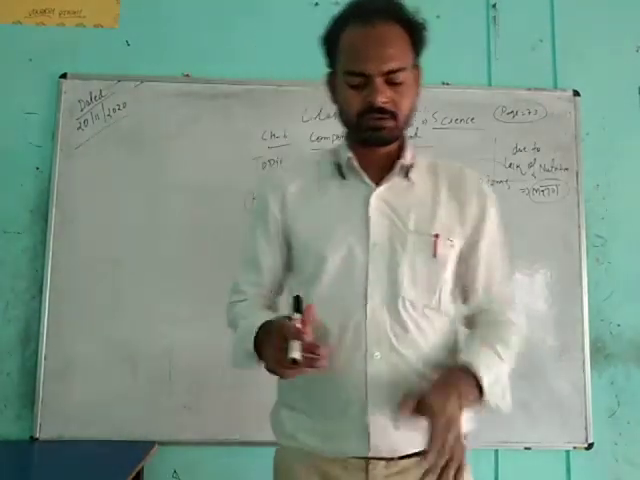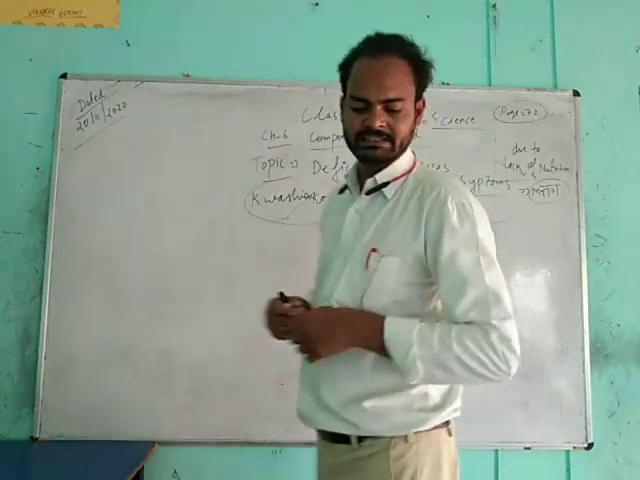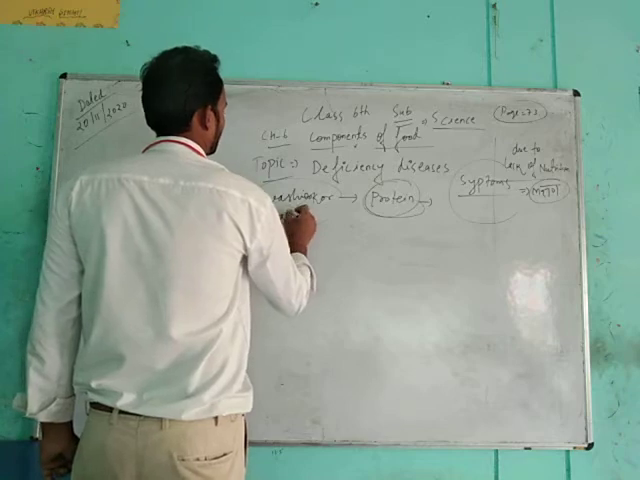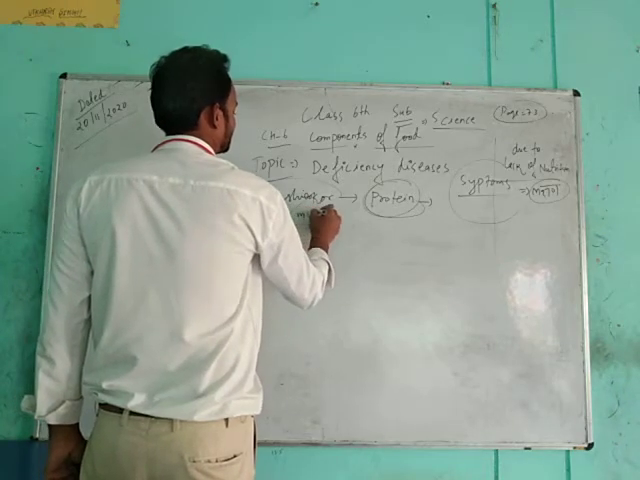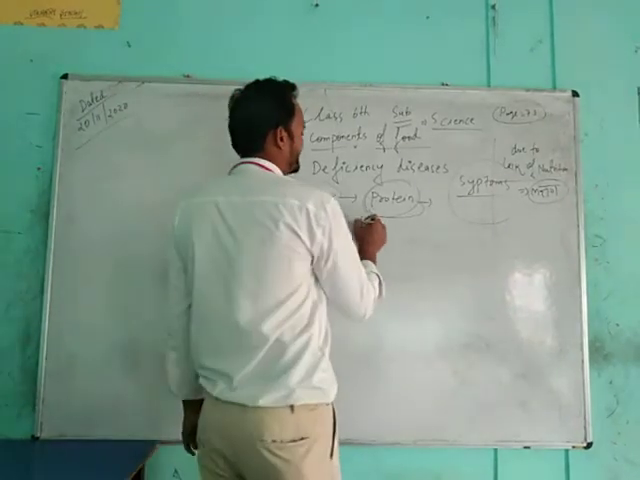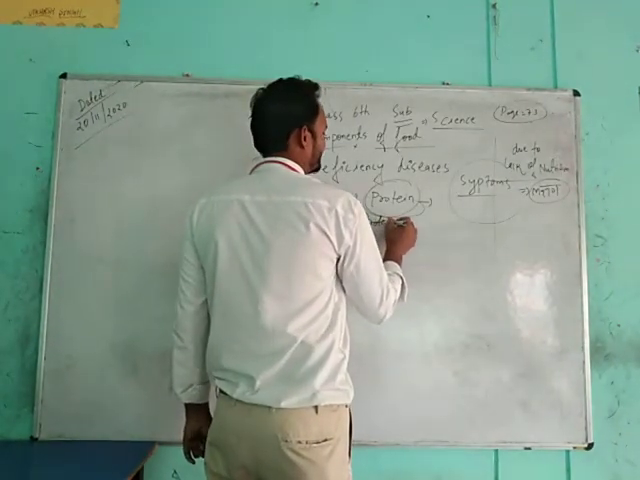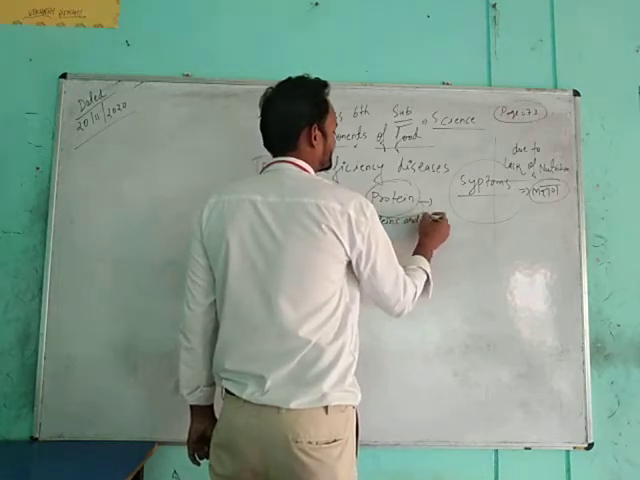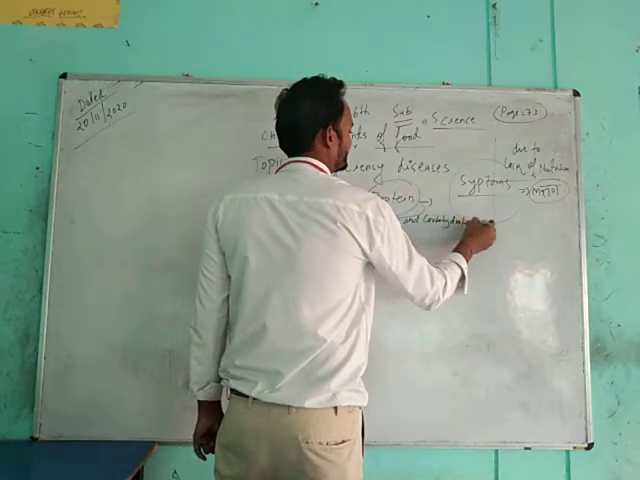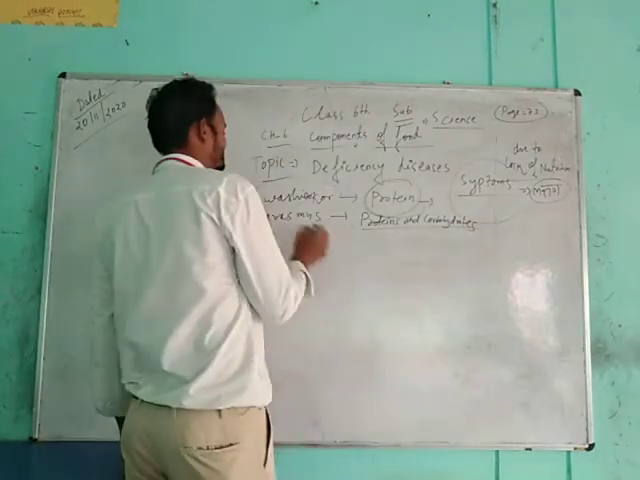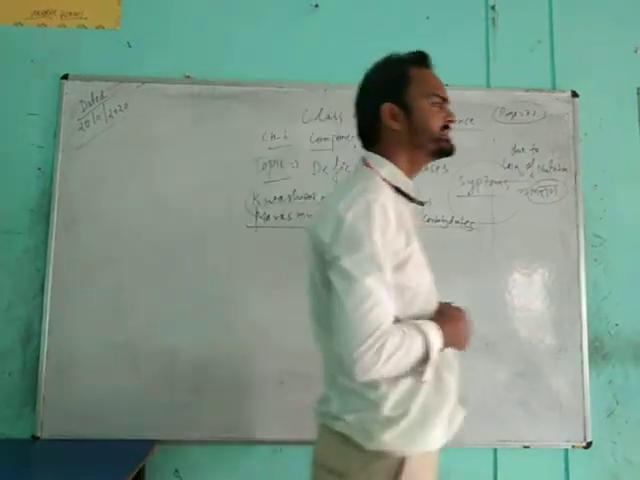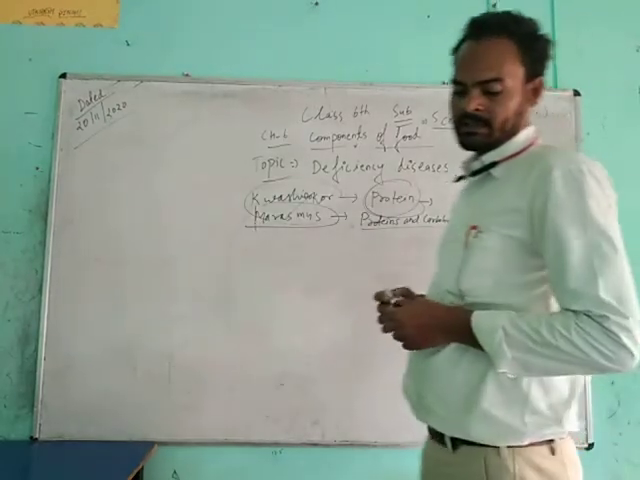Then students, we move on, and our next deficiency disease is marasmus, M-A-R-A-S-M-U-S. And this occurs due to the lack of proteins and carbohydrates. Two nutrients are responsible for this disease, that is proteins and carbohydrates. By the lack of these two nutrients, the marasmus deficiency disease occurs.